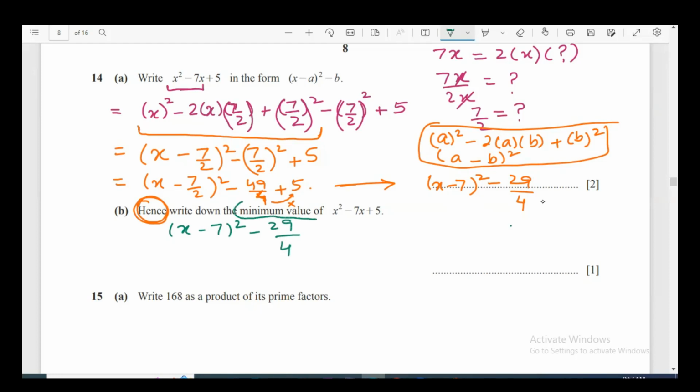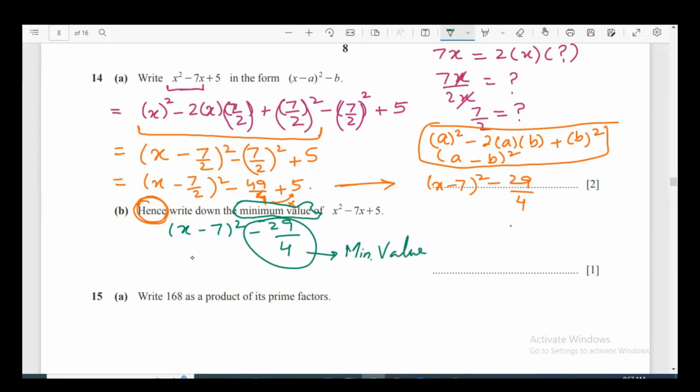So the question is, you have to find the minimum value. Remember, when you convert a quadratic expression into completing square form, the last constant part represents the minimum value of this quadratic expression. The last value of this completed square form is minus 29 over 4. So going to write, this is your minimum value here. This minus 29 over 4 is the minimum value.